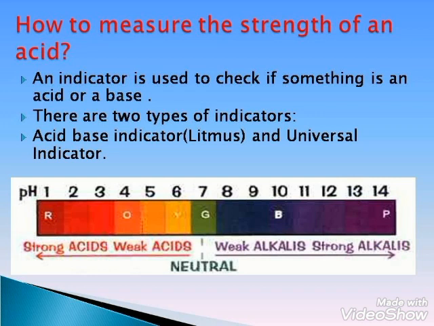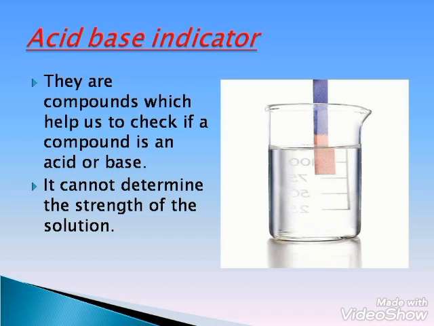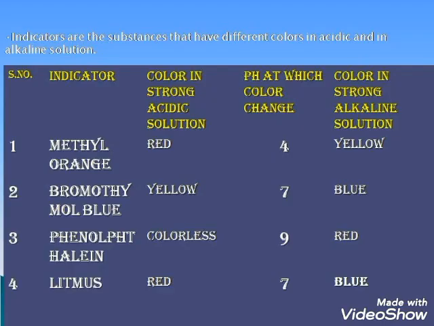Then how are we to measure the strength of an acid or a base? There are two different types of indicators. One of them is an acid-base indicator, for example the litmus solution, and the other one is a universal indicator. An acid-base indicator tells us only if something is acidic or basic, whereas a universal indicator helps us to know the exact strength of the acid or the base. Acid-base indicators are generally compounds that, when we add them to a solution, check if the compound is either an acid or base, but they are unable to tell us whether it is a strong acid or a strong base, or a weak acid or a weak base. So, they do not tell us about the strength of the solution.